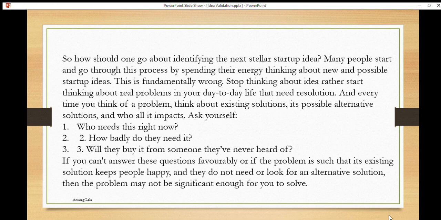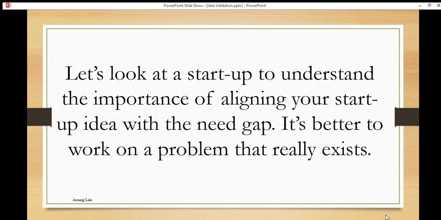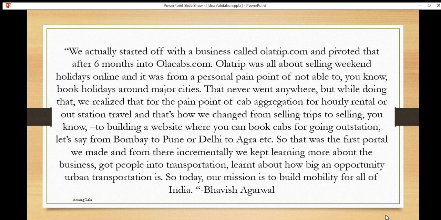So you have to ask these three questions to yourself, and if you can find an answer to them, your startup will definitely grow. Next, let's look at a startup to understand the importance of aligning your startup idea with a need gap. This is from Ola, Bhavesh Agarwal's talks. They actually started off with a business called OlaTrip.com and pivoted after 6 months into OlaCabs.com. Ola Trip was all about selling weekend holidays online, and it came from a personal pain point of not being able to book holidays around major cities.